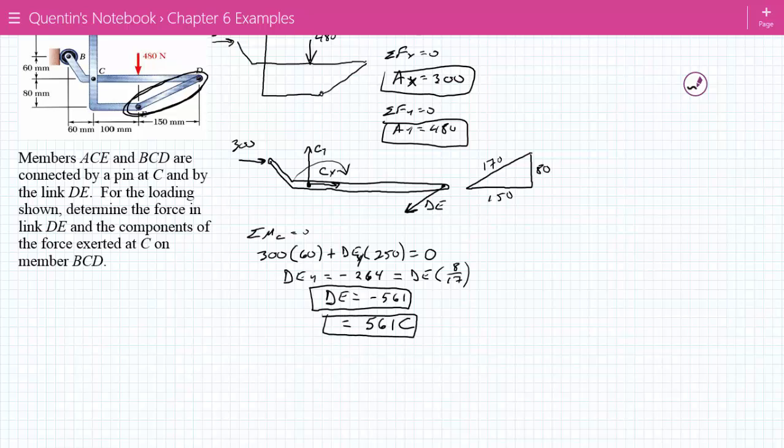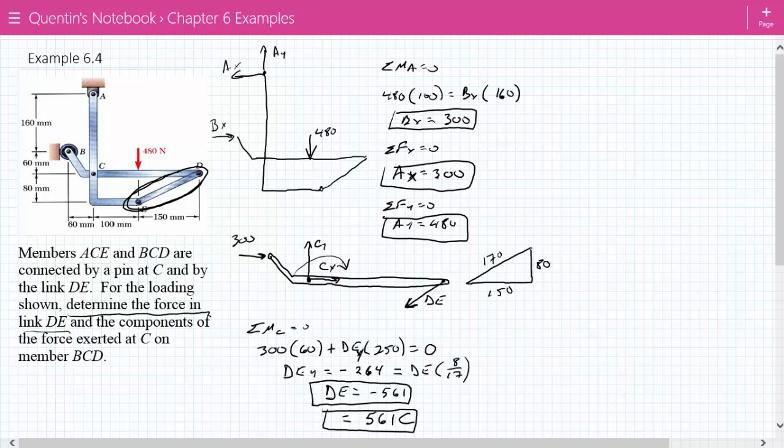Okay, so now we have to figure out the first part. Determine the force in the length DE. Well, it's 561 newtons in compression. And now we are supposed to figure out the components of the force at C. So we need to figure out Cx and Cy. So how do we do that?